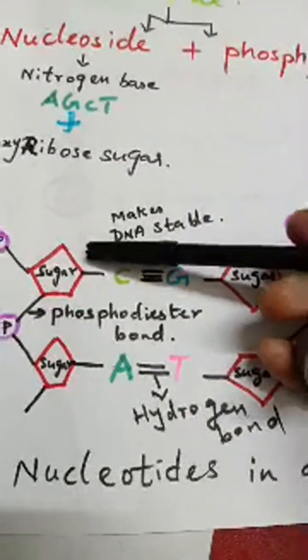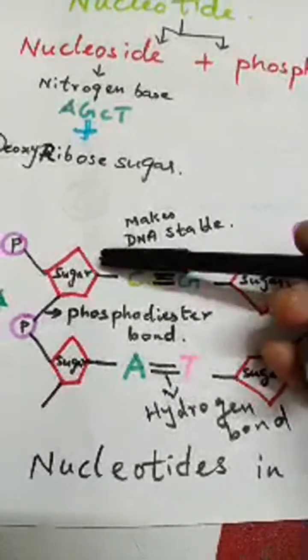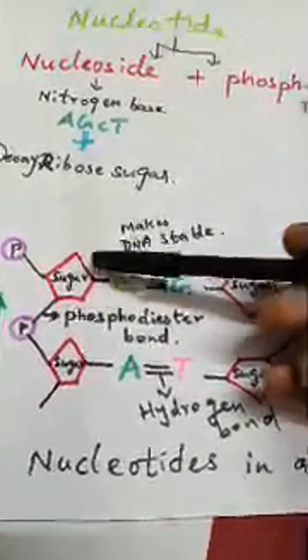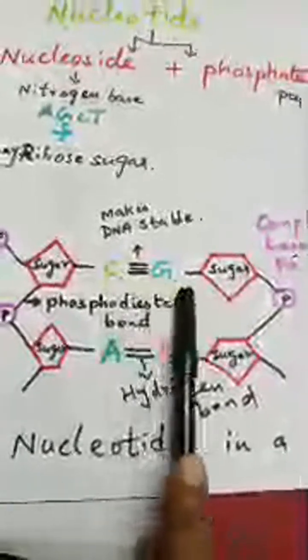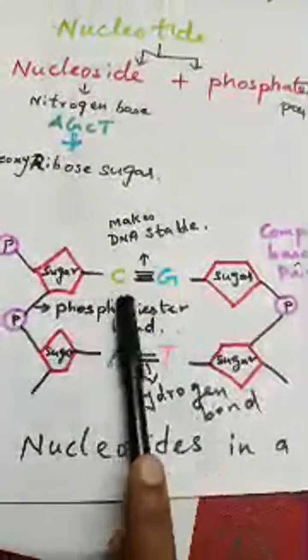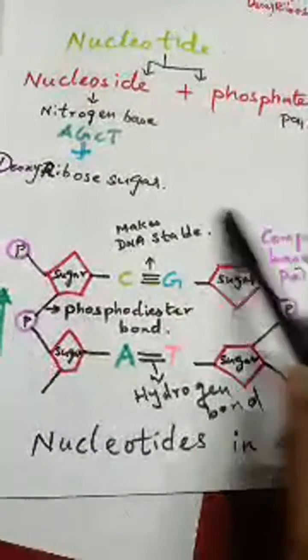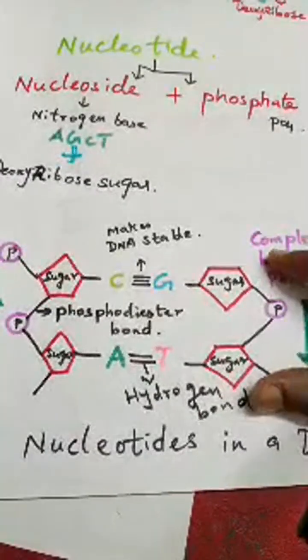This pentose ring is known as the sugar. What is the sugar? It is the deoxyribose sugar. Is that clear? And this deoxyribose sugar will be bonded with the nitrogenous bases in the center of the DNA. So this whole structure is the DNA. I have shown a small fragment of the DNA only here.